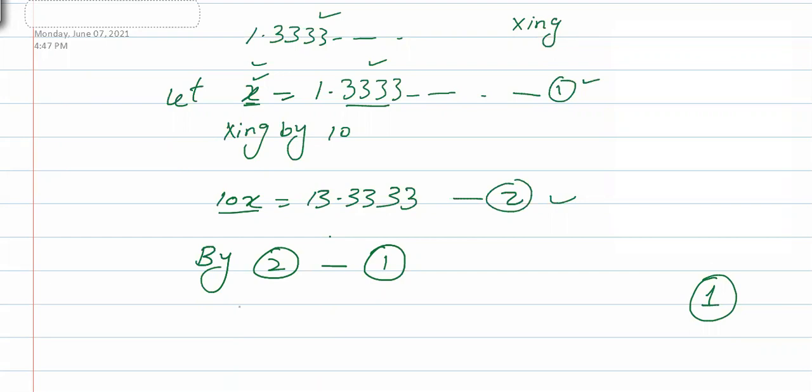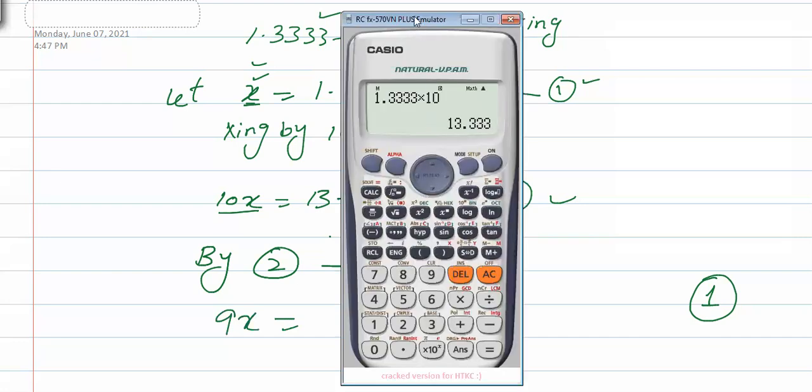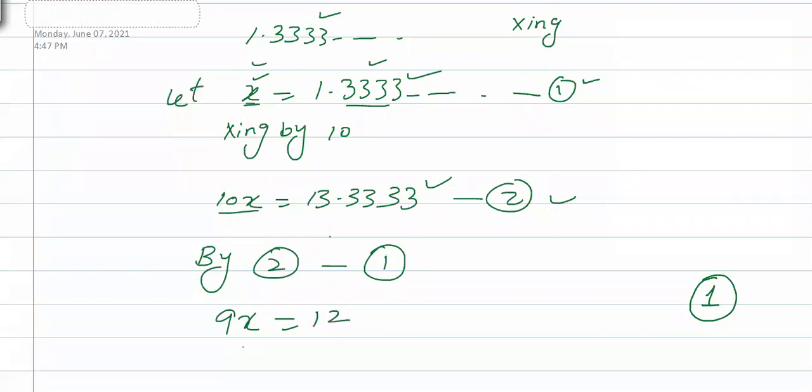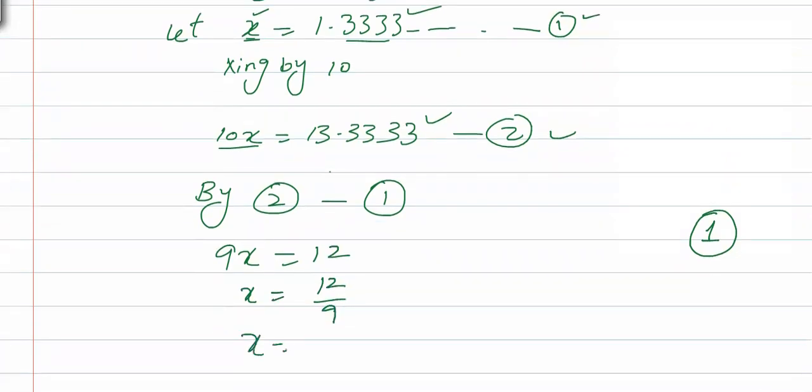Now 10x minus x on this side will be 9x equals, now from this minus this. Okay, let's take the calculator. It will be 13.333 minus 1.3333. Show an equal number of digits after the decimal, so that will make your calculation easy. It will give you 12. Now it will be 12 over 9, that you can write in the lowest form by dividing by 3.